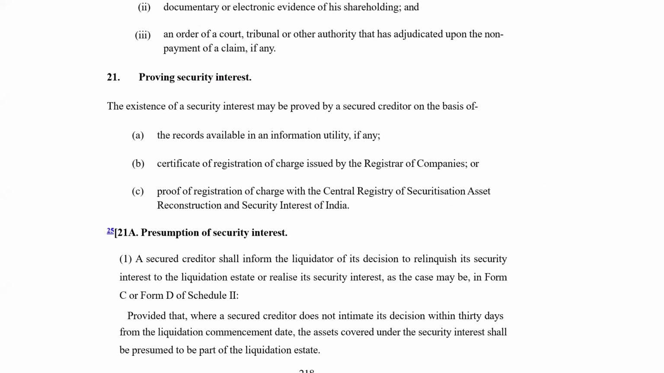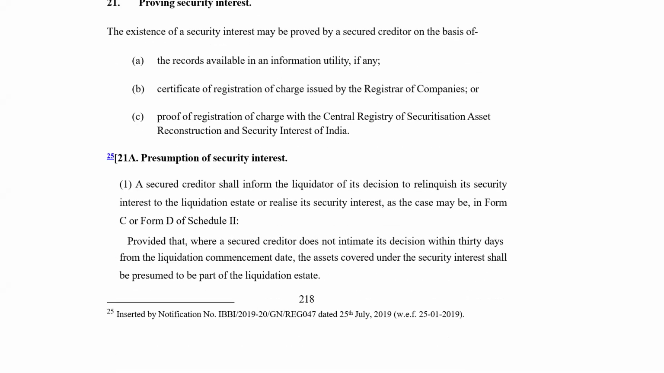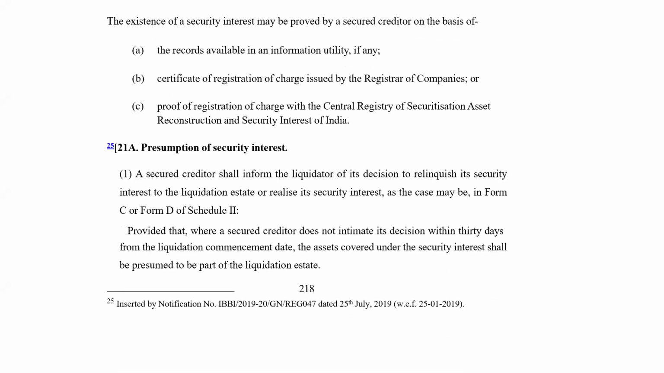Now, presumption of security interest. Here he makes it clear: a secured creditor shall inform the liquidator of its decision to relinquish its security interest to the liquidation estate or realize its security interest, as the case may be, in Form C or Form D of Schedule 2. Provided that where a secured creditor does not intimate its decision within 30 days, then the assets covered shall be presumed to be part of the liquidation estate.